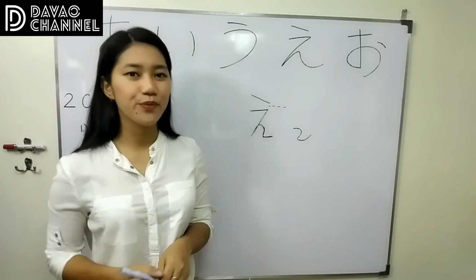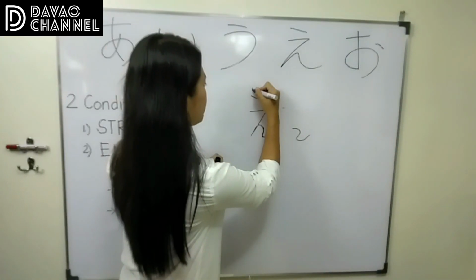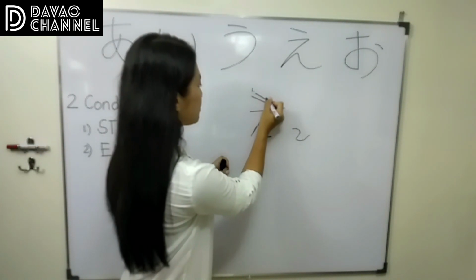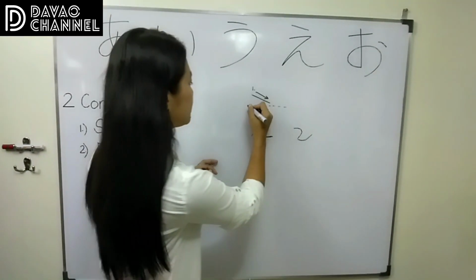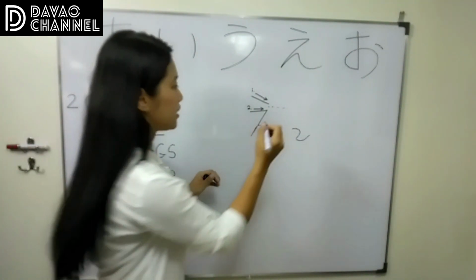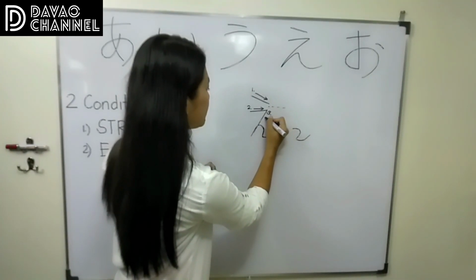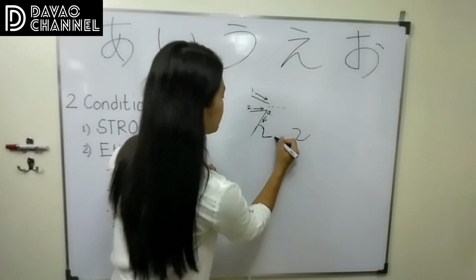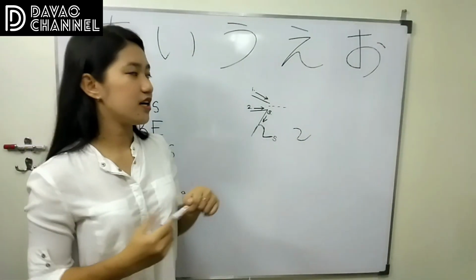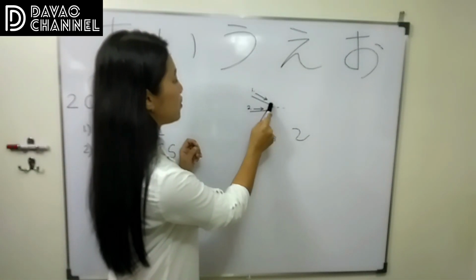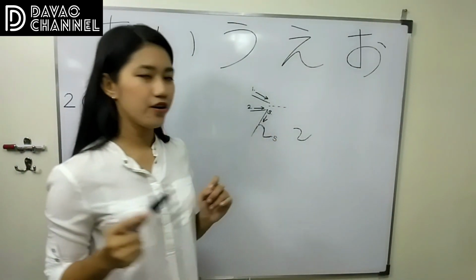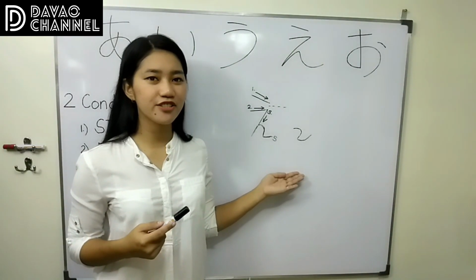For our review, our first stroke starts in here and goes to that direction. Our second stroke to that direction, and our third stroke starts in here and stops in here. First stroke, second stroke, and third stroke. That's how we are going to write letter E.